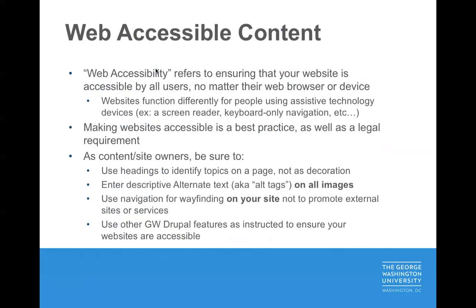So making sure that your headings are used to identify topics on your pages and they're not used as decoration. You're not making things heading 3s all over the place just because you want the bigger, bolder font, but because you're talking about topics specifically on that page. Always entering descriptive alternate text, also known as alt tags, on all of your images, so that if somebody can't see that image for whatever reason, they're still able to absorb the information. Using your navigation for wayfinding on your site, not to promote external sites or services. And then using the other GW Drupal features as instructed to ensure that your websites are accessible.